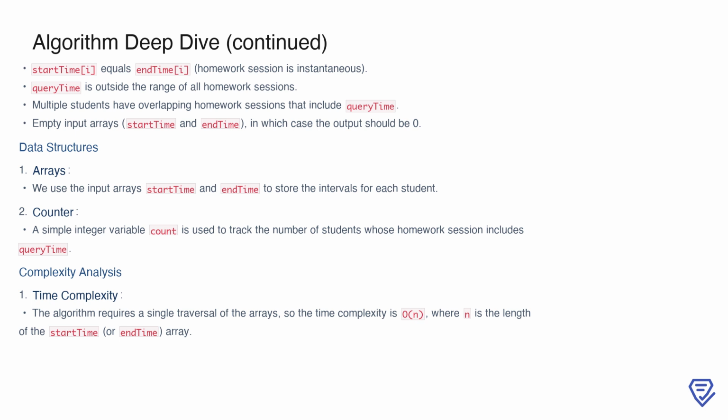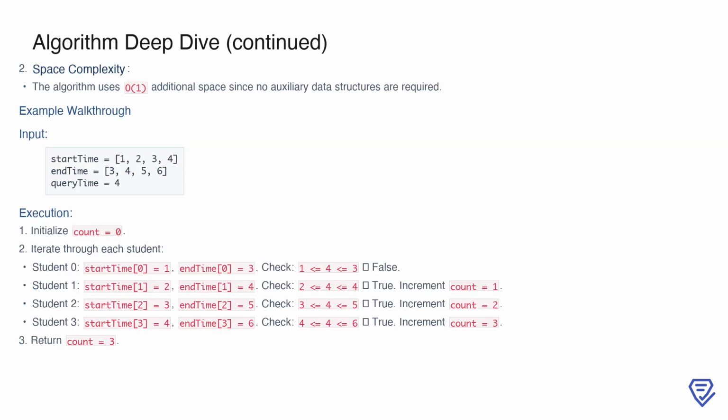In terms of complexity, the algorithm operates in O(n) time since we only make one pass through the arrays. This is efficient given the constraints. The space complexity is O(1), because we don't use any additional data structures beyond the counter variable. The space complexity being O(1) ensures that the algorithm remains lightweight, as it only uses a single counter variable for computation. Let's go over an example to see the algorithm in action.